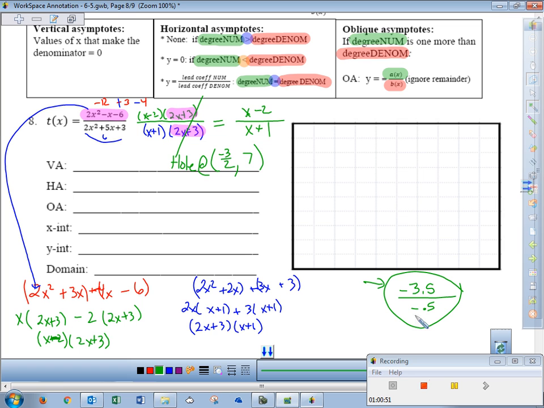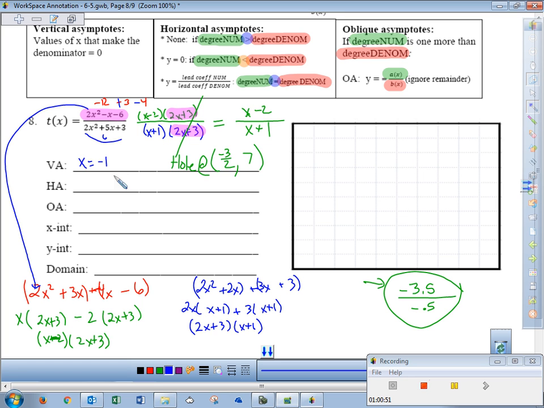Are there any vertical asymptotes? So I got the hole, right? Are there any vertical asymptotes? X equals negative 1. Whew. Sweet.